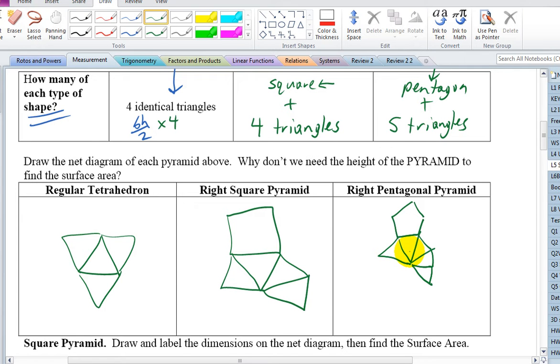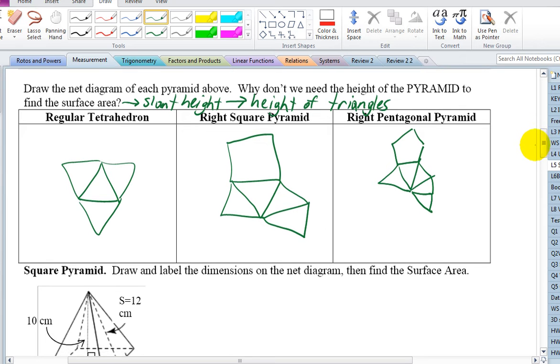So why don't we need the height of the pyramid to find the surface area? It's because we need the slant height. The height up the side, which we call the slant height, is the height of the triangles. So you have to make sure you have the right dimension. Don't use an incorrect dimension. Any questions?